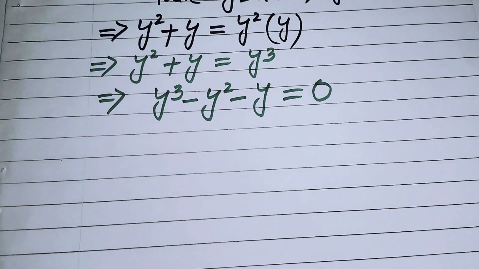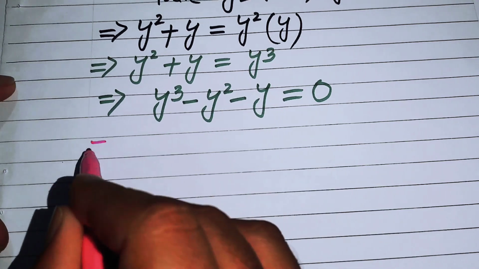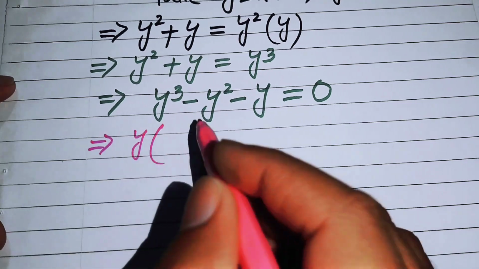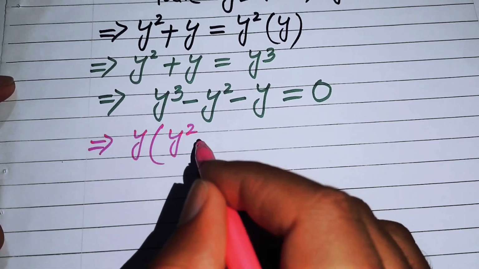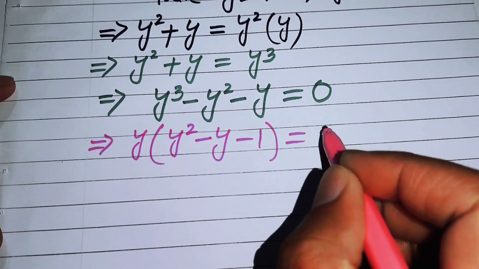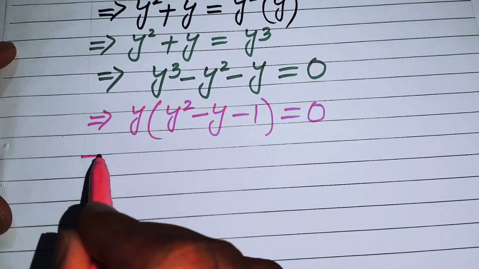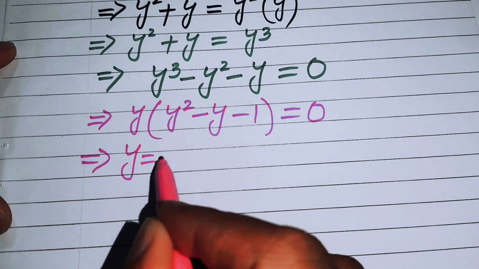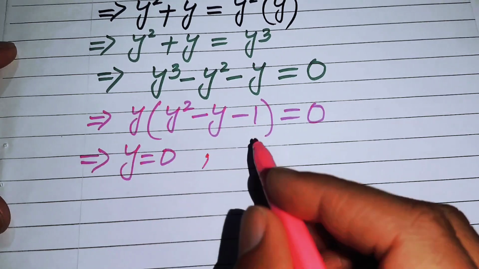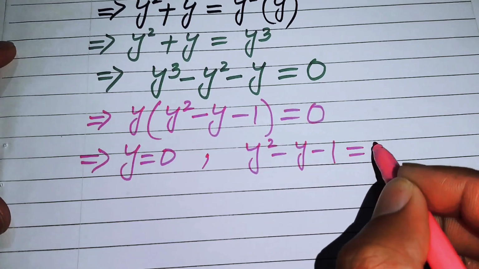So this becomes a cubic equation, and now we will solve it. First, you see that y is a common term, so we take y common and obtain y times y squared minus y minus 1 equals 0. So here we have two cases. The first case is y equals 0, and the second case is y squared minus y minus 1 equals 0.